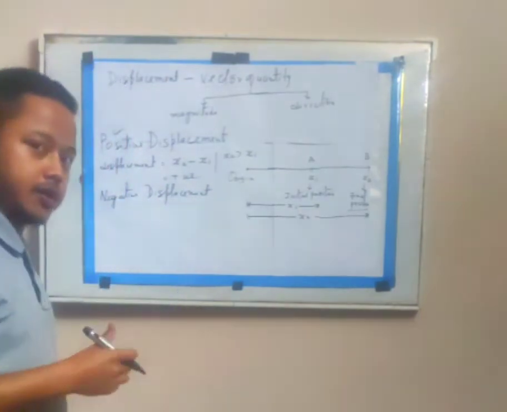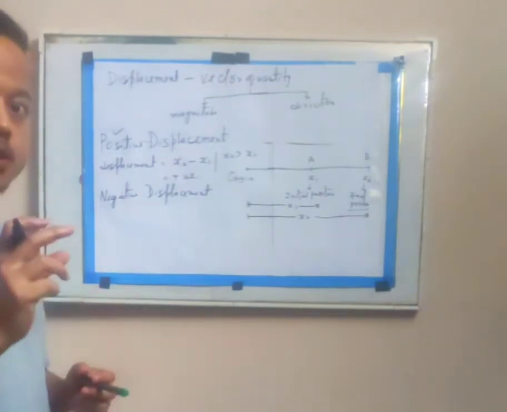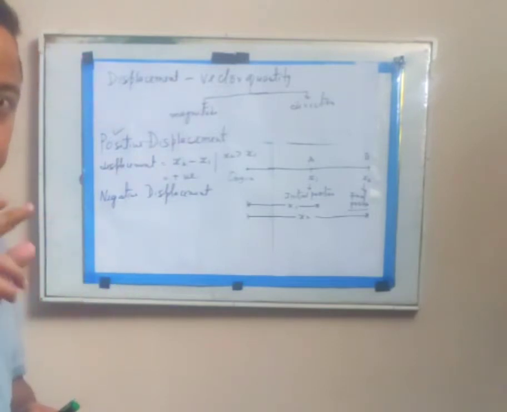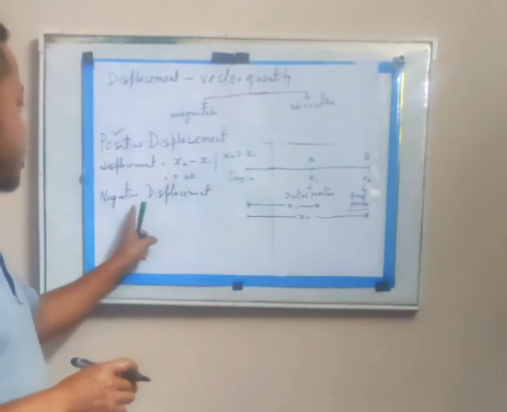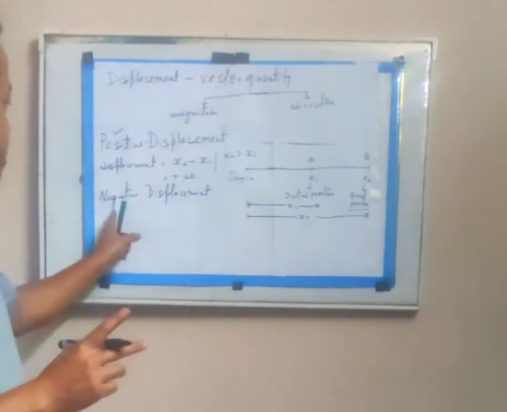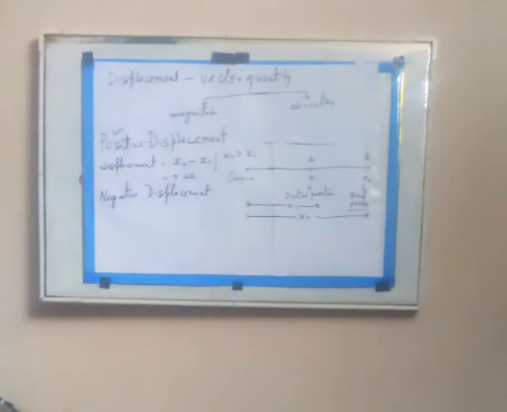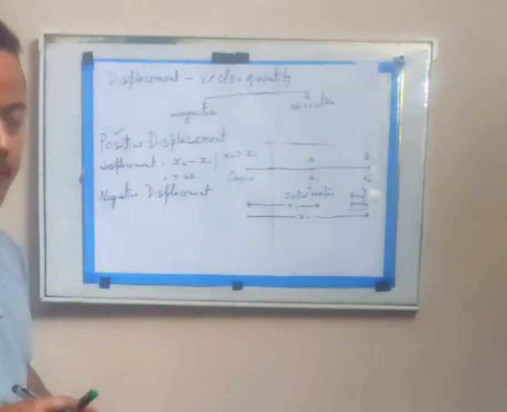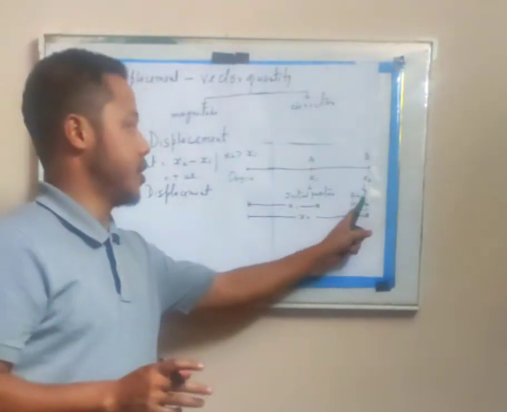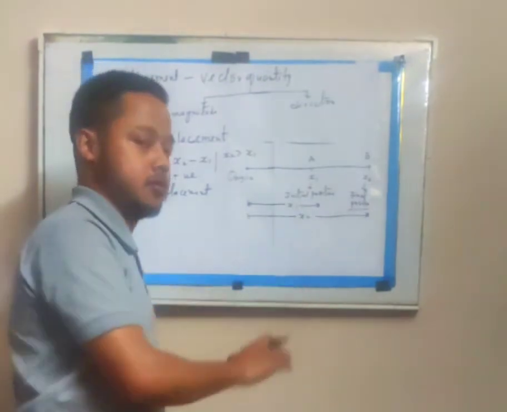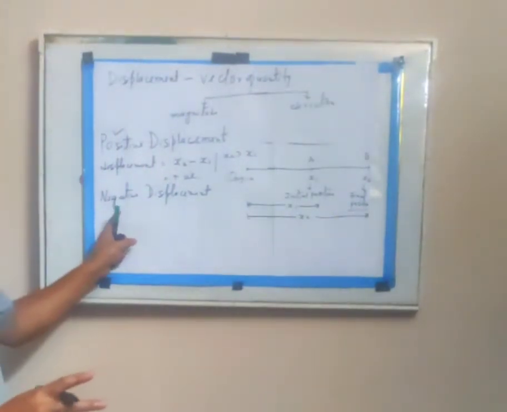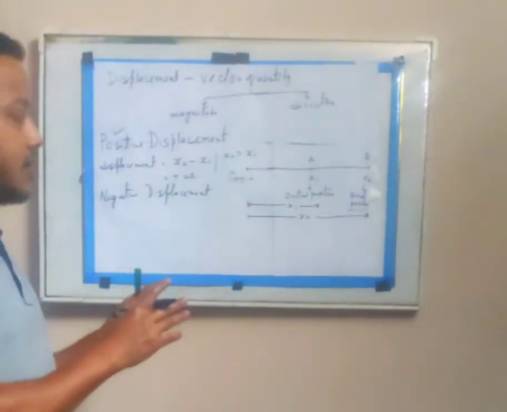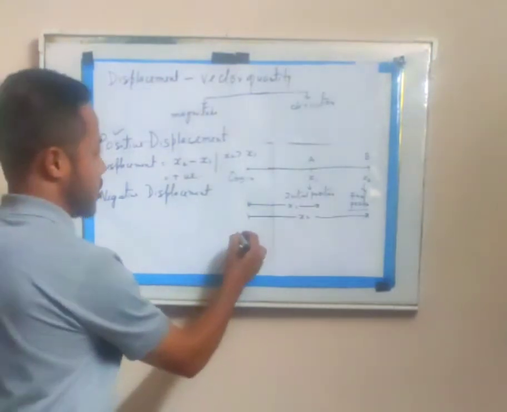When we say negative displacement, I mean the displacement of an object is negative, so it has a minus sign. Negative displacement is just the opposite of positive displacement. In positive displacement, the final position is to the right of the initial position, whereas in negative displacement, the final position is to the left side of the initial position. So I can draw this diagram.